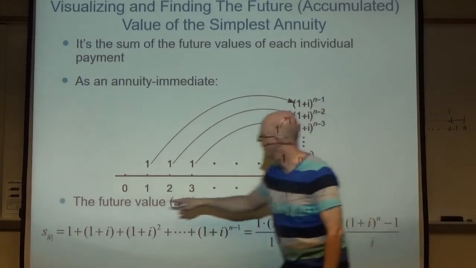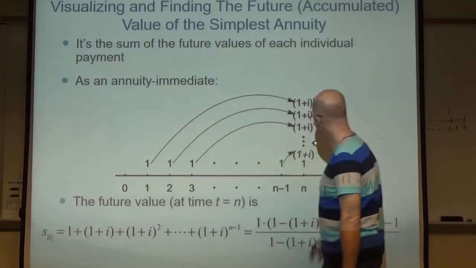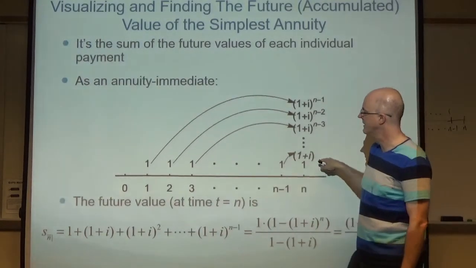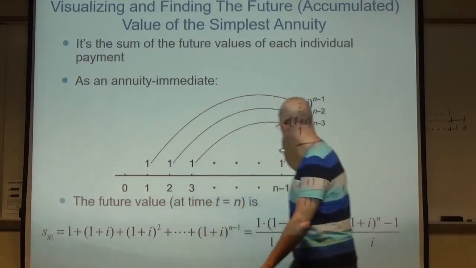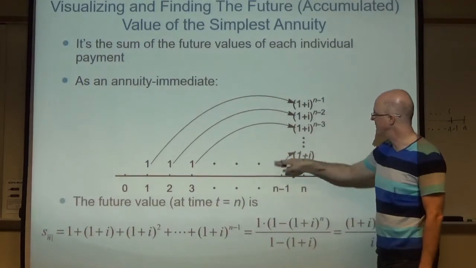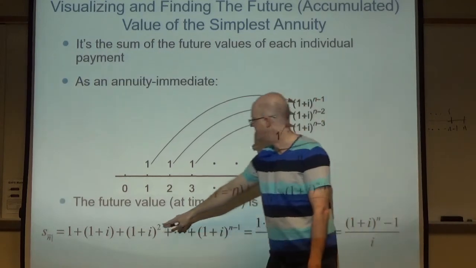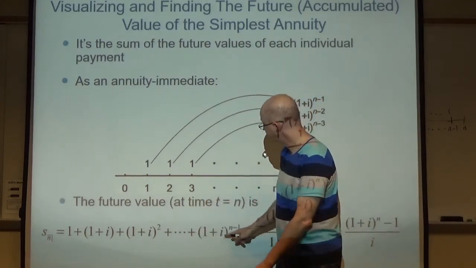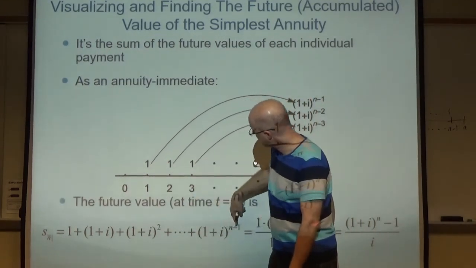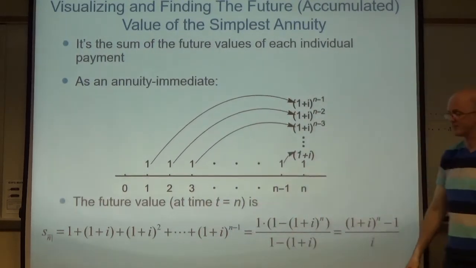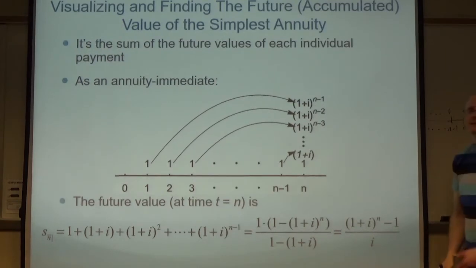This one corresponds to that one. This 1 plus i, which is this one pushed forward by 1 year, corresponds to this 1 plus i. There's a 1 plus i squared that comes from the payment of 1 at time n minus 2. Right there, etc. 1 plus i to the n minus 1 is the future value of the first payment at time n. And that is a geometric series.